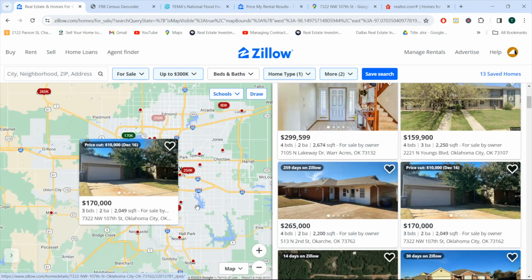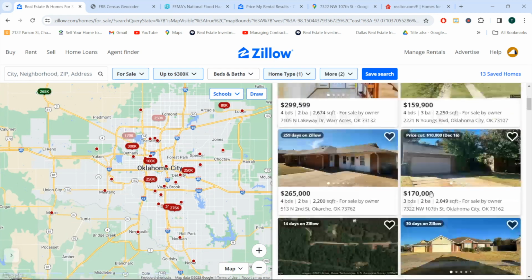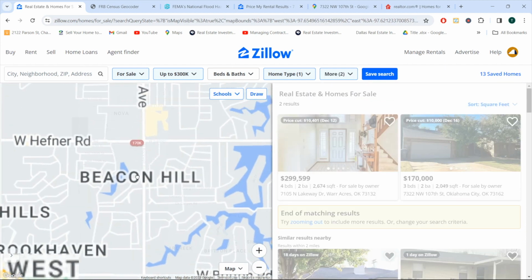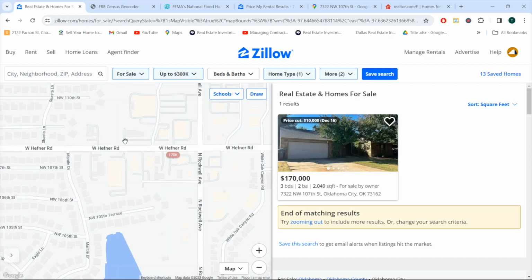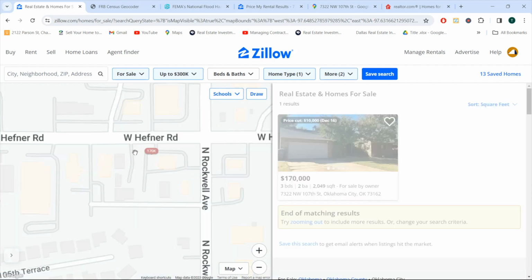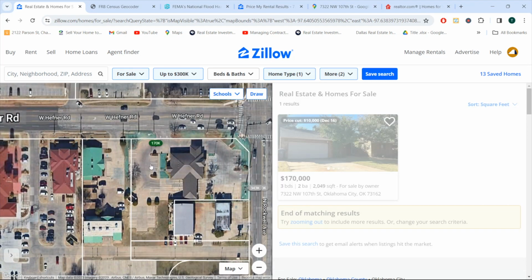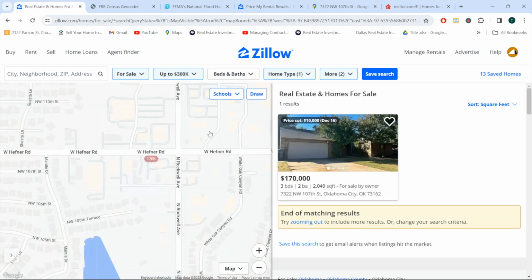So this is what we want to do. We want to zoom in again, isolate our property, which is right here. So I'm going to come right up here, Beacon Hill, right? And this is how I have to do this. Oh, look at that. I'm going to do some more work now because they must not have put the address in there, right?